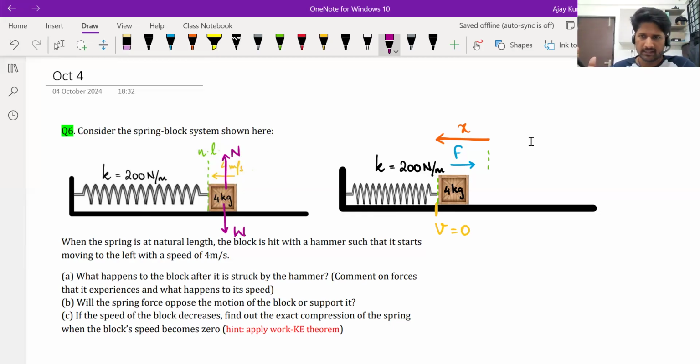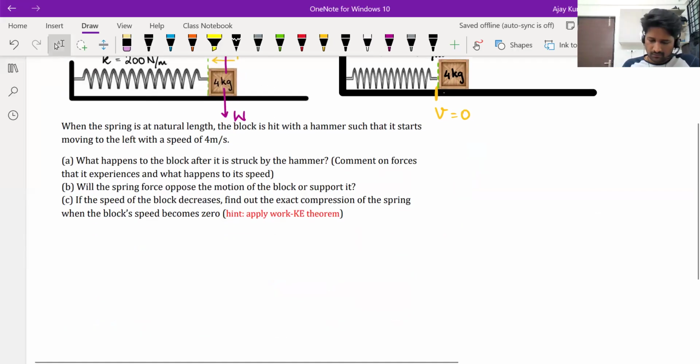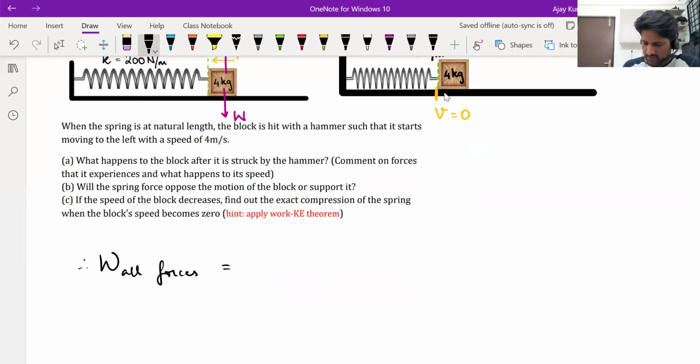Pawan, you tell me, as the block compresses the spring, which of these forces do work on the block? Sir, spring force. Okay. Why will weight and normal force not do any work? Sir, they are in vertical direction. Correct. Displacement is in the horizontal direction. Weight and normal force are in the vertical direction. Angle becomes 90, so they won't do any work on the block. So work done by all forces is basically equal to work done by the spring force in this case. And that must be equal to the change in kinetic energy.